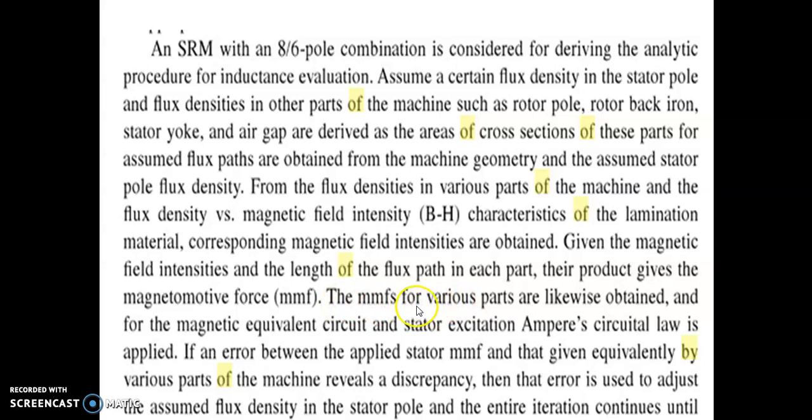The MMFs for various parts are likewise obtained, and for the magnetic equivalent circuit and the stator excitation, Ampere's circuital law is applied. If an error between the applied stator MMF and that equivalently required by various parts of the machine reveals a discrepancy, then that error is used to adjust the assumed flux density in the stator pole, and the entire iteration continues until the error is reduced to a tolerance value.